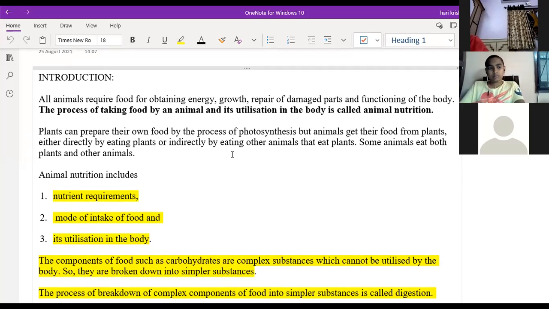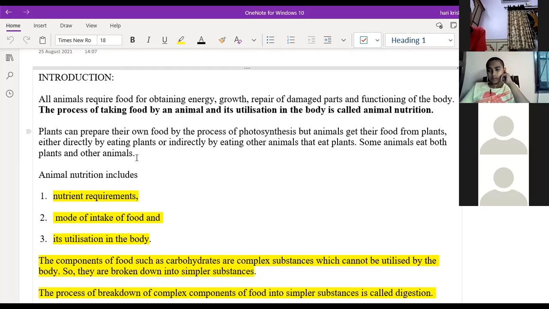Right? So nutrition involves 3 steps. What is the first one? Nutrition requirements, mode of intake of food, its utilization in the body. Good. So nutrition involves totally 3 steps. One is the requirement of nutrition for that particular animal. The second one is the mode of intake of food. Suppose if you take human beings, we take food with the help of the buccal cavity. From the mouth it goes to the food pipe, and from the food pipe, the esophagus, it goes to the stomach. Yes, sir. The complete system, buccal cavity to anus.